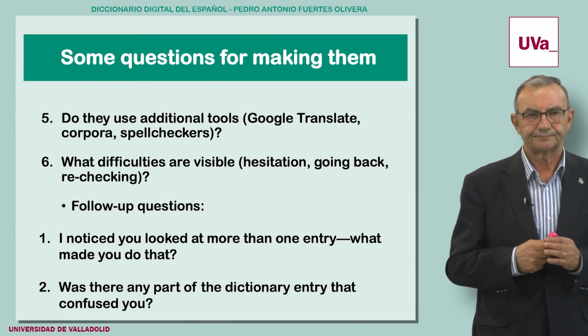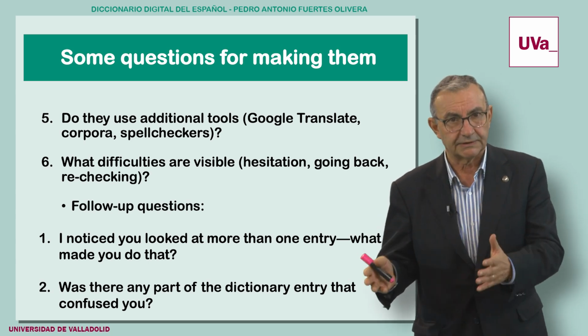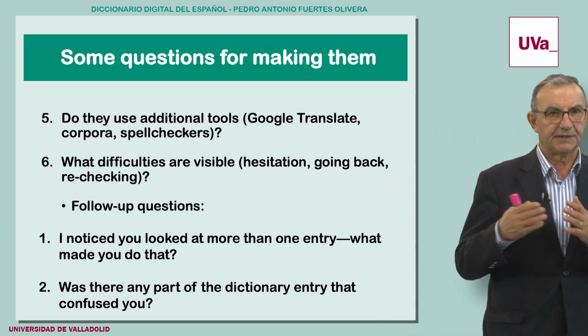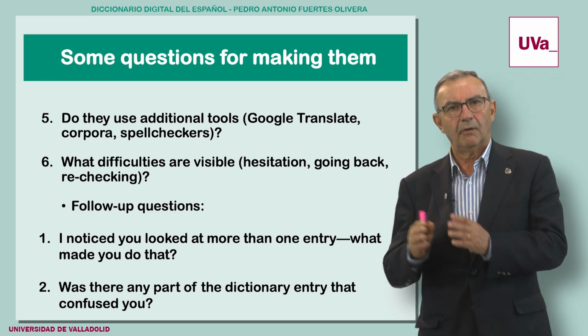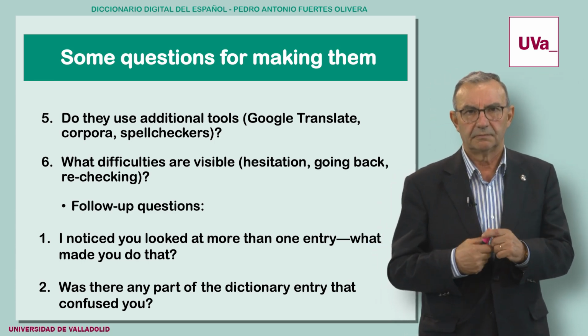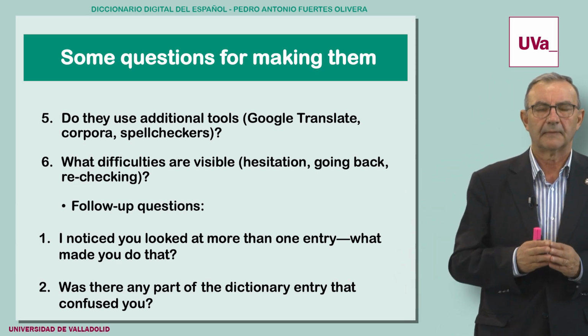5. Do they use additional tools, for example, Google Translate, corpora, spell checkers, etc.? 6. What difficulties are visible? Hesitation, going back, rechecking, etc.